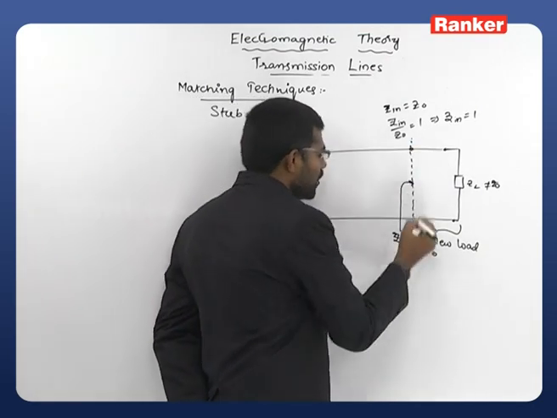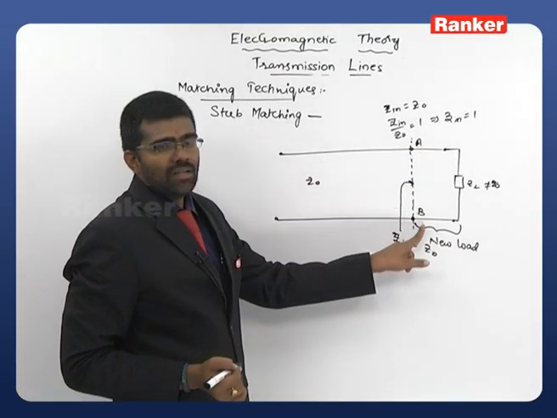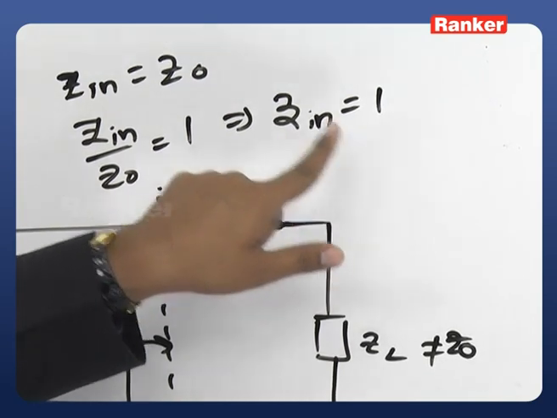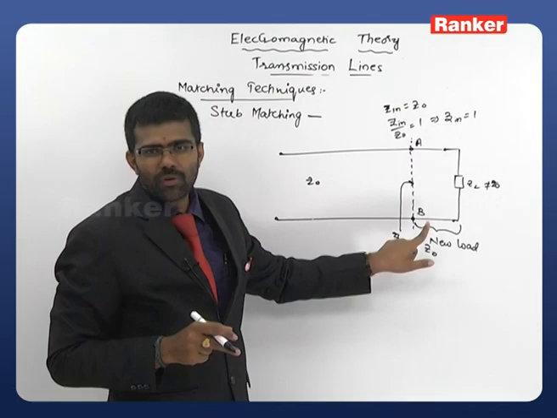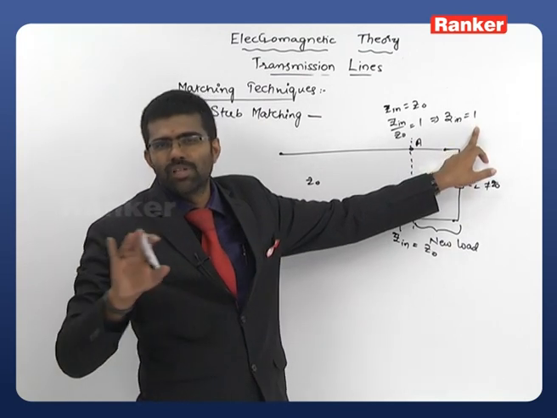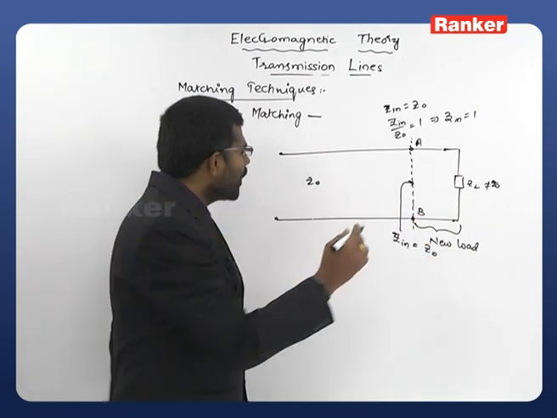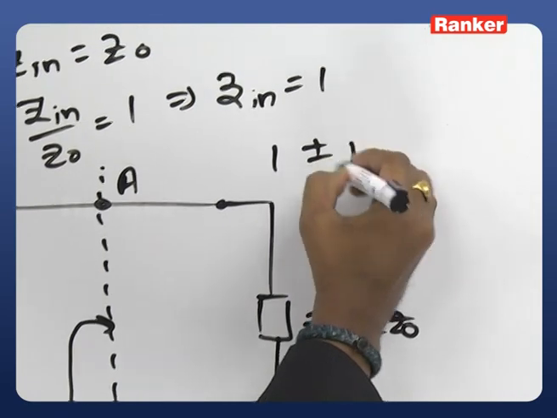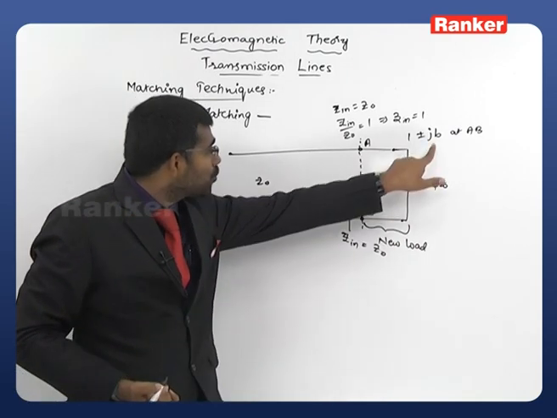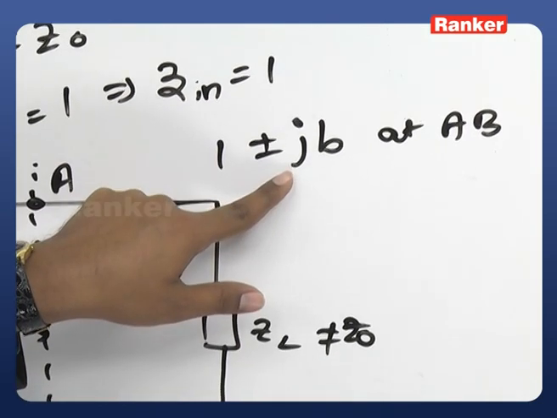Let us take this location as the AB location. This is point A and this is B. At AB location, I require Zin equal to 1. This is my requirement. I am not saying definitely we will obtain that. But whenever we are moving from load to generator, exactly obtaining 1 is not at all possible, because what you will always get is a complex input impedance, in the form of 1 plus or minus jB at AB. This is the actual value that you may get, but what you require is 1.